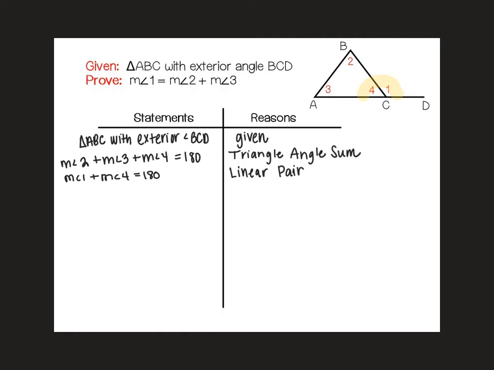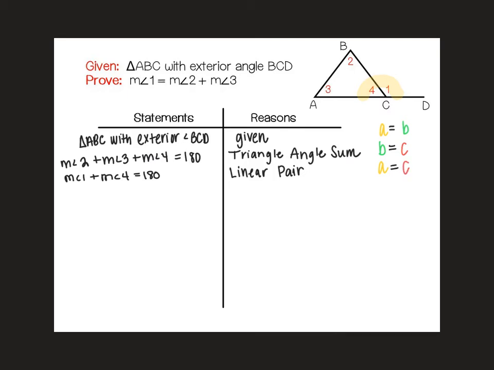Now, if I look at my diagram, I've really used up all the information I know. So I have to start looking for something else. And what I'm seeing is I have these statements that are both equal to 180. If you recall the transitive property, it goes something like this. It says if A is equal to B and B is equal to C, then A is equal to C.